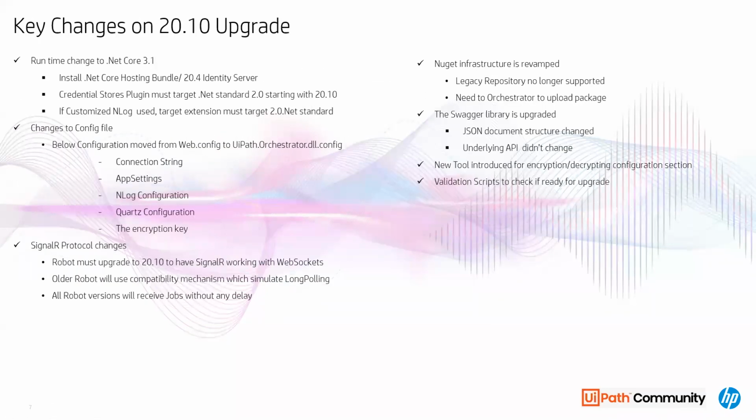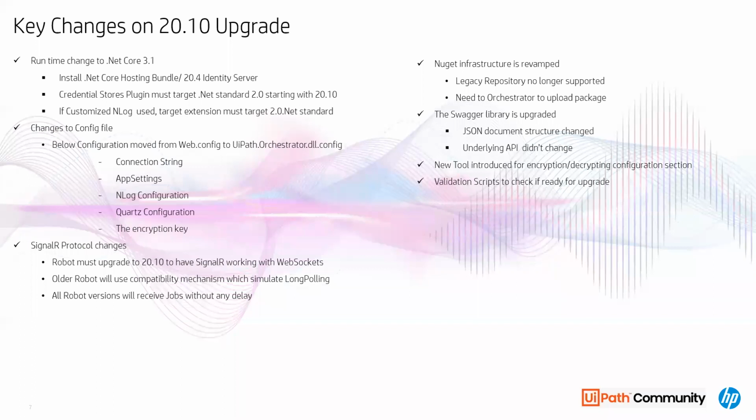Now I'll move toward the key changes in the 20.10 upgrade and how we should be prepared for it, and what is coming in terms of installation and upgrade. If you see, in terms of platform and infrastructure, it's taking .NET Core 3.1. That's the new upgrade. We need to have this runtime. The runtime has changed: .NET Core 3.1.